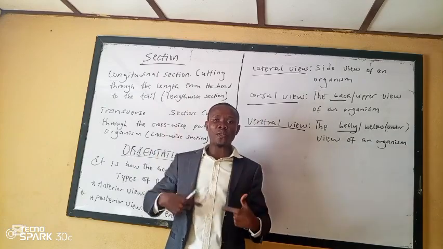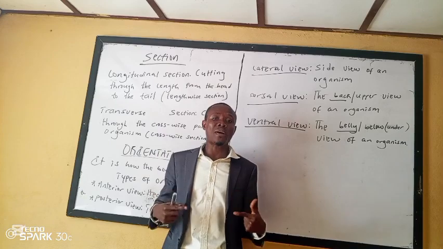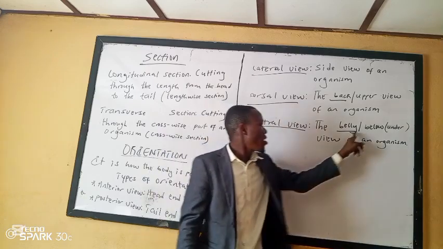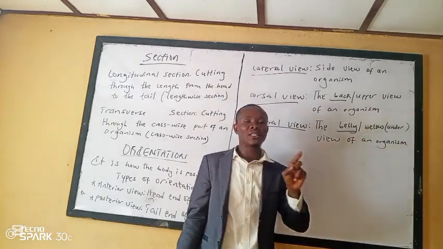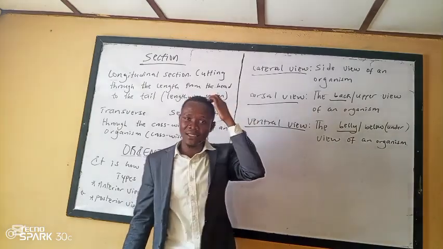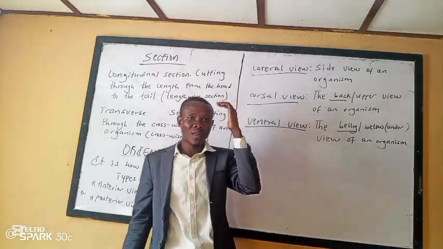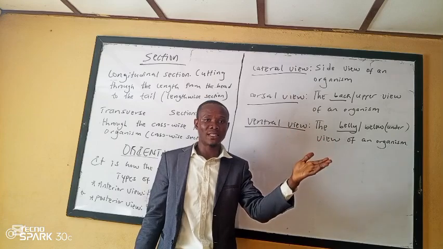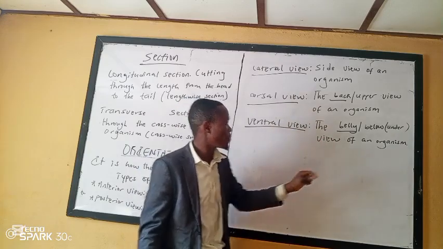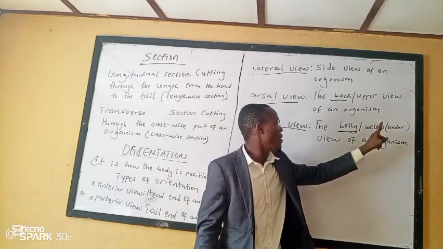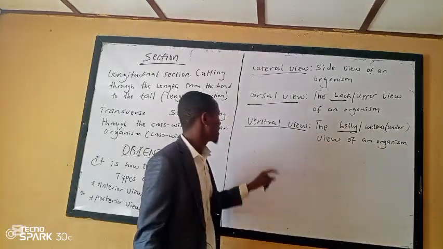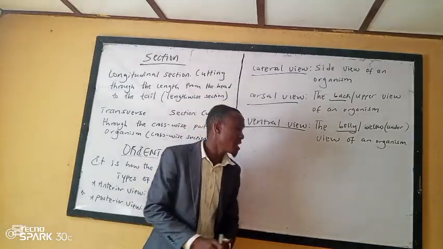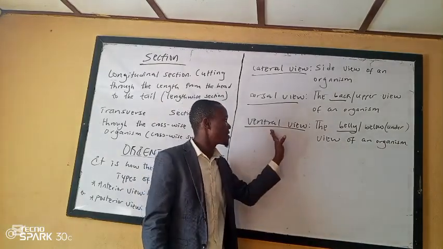So you draw the front part, or we can say the belly part of an organism, for organisms that walk on two legs. Or below, for organisms that walk on four legs, like the cat, the dog, or other organisms like lion, jaguar, leopard, etc. The below or the under view of that organism is the ventral part. That means the part below, very close to the ground, is what we call the ventral view.